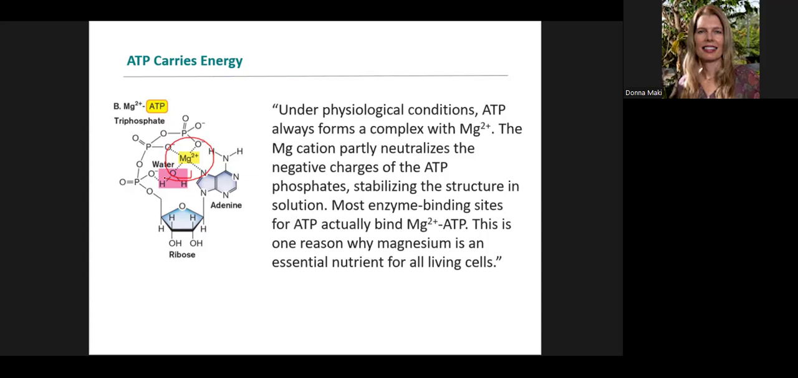I didn't know that. So this is a quote from the book. Under physiological conditions, ATP always forms a complex with magnesium. It partly neutralizes the negative charges of the phosphates, stabilizing the structure. In solution, most enzyme binding sites for ATP actually bind magnesium ATP. This is one reason why magnesium is an essential nutrient for all living cells.